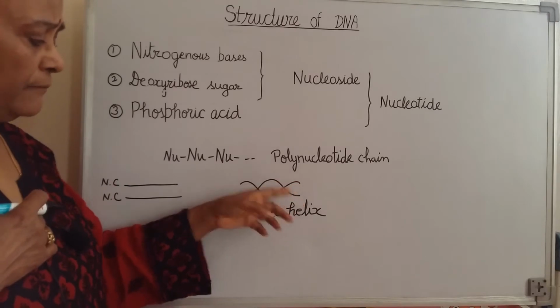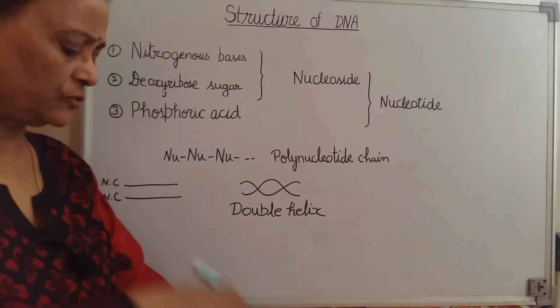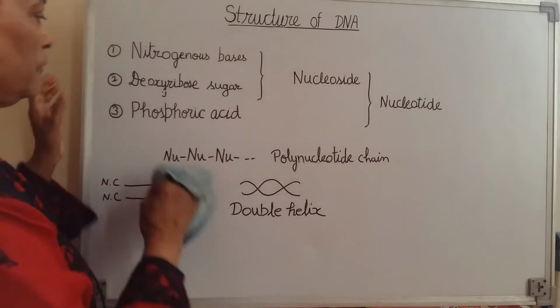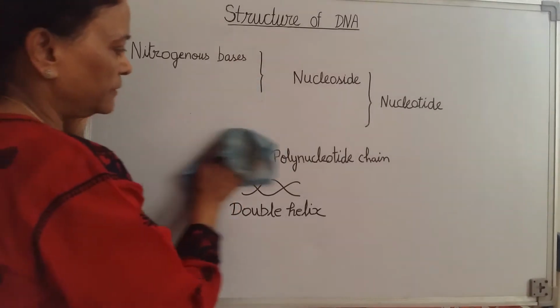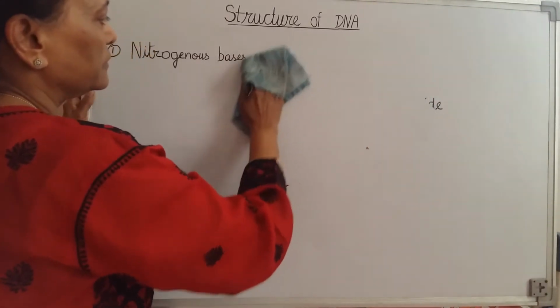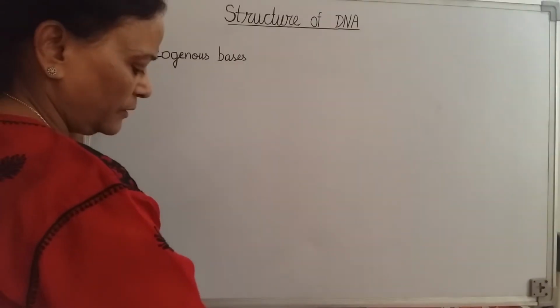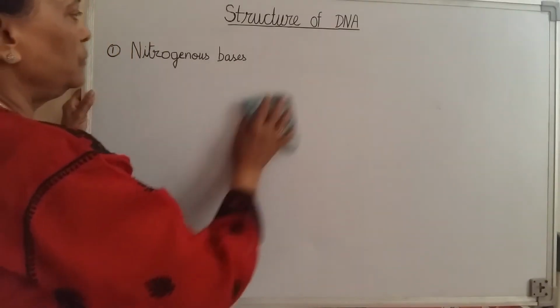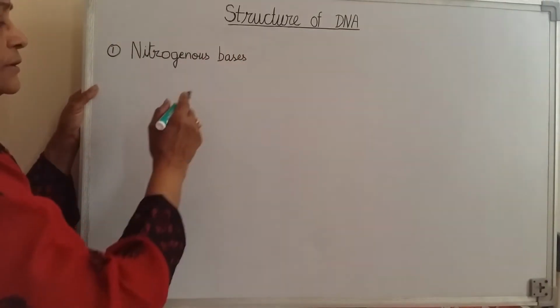Then they coil and we get the double helical structure of DNA. So this is double helix of DNA. Now we will take these components one by one in detail. First the nitrogenous bases. So first component of DNA is nitrogenous bases. Nitrogenous bases are the nitrogen containing compounds and are of two types in DNA.